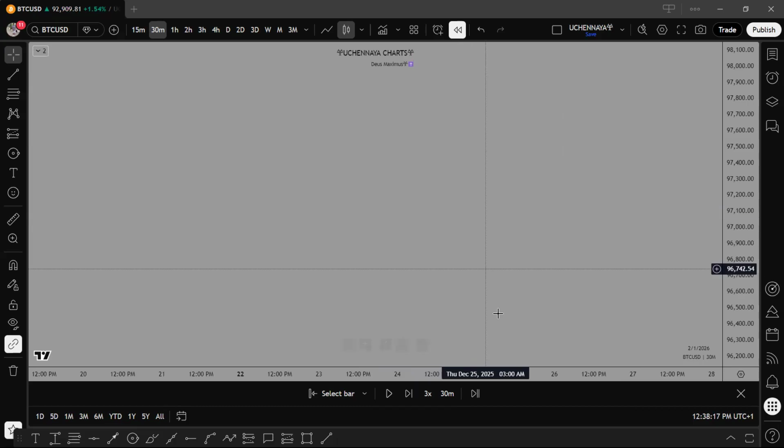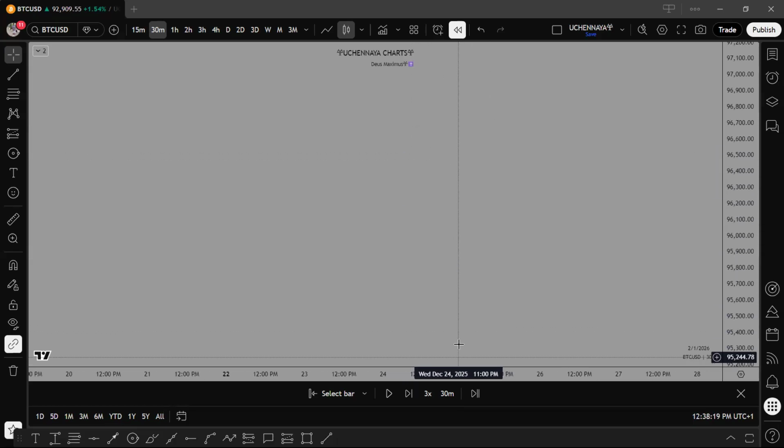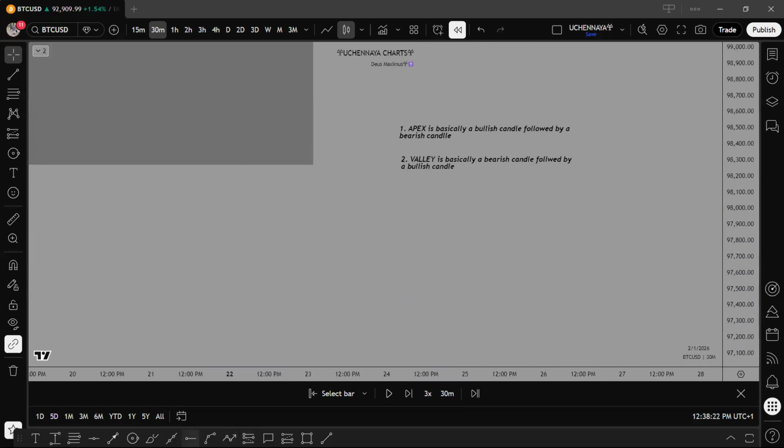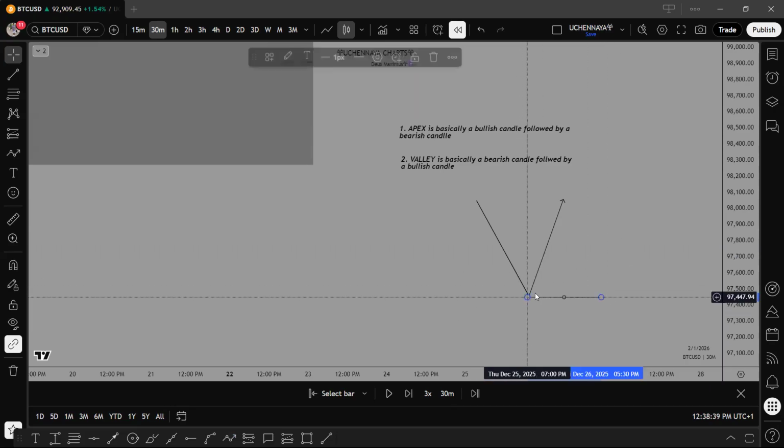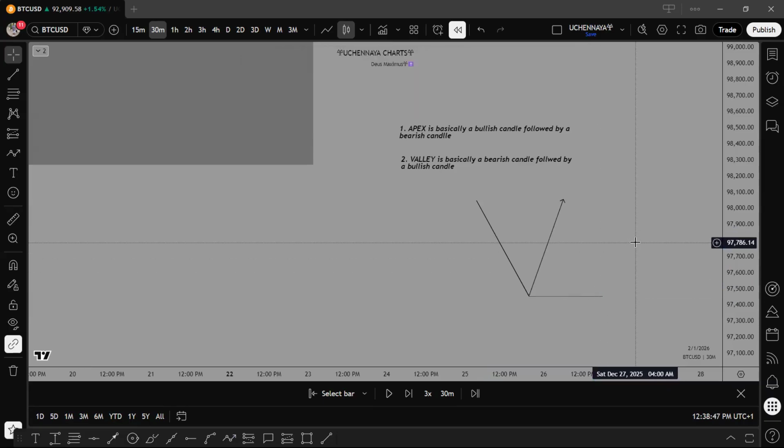And where do you find them? Valley basically looks like this. This is what valley looks like. And this is the V level. Please, I don't want this to be complicated. That's why I'm taking my time to explain all of this. So this is the V level.